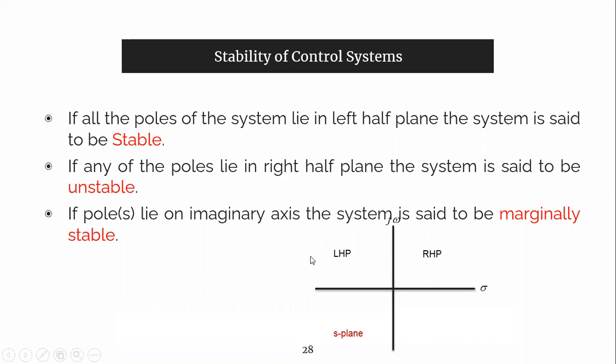In this way, if the poles lie on the imaginary axis, J omega, the system is said to be marginally stable. This part will be said to be marginally stable, J of omega.